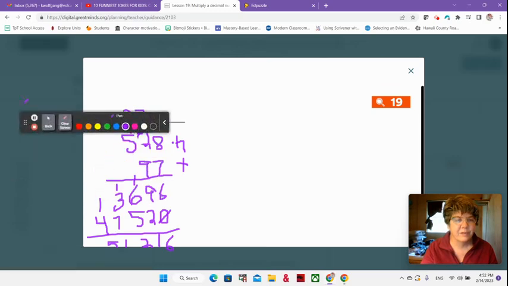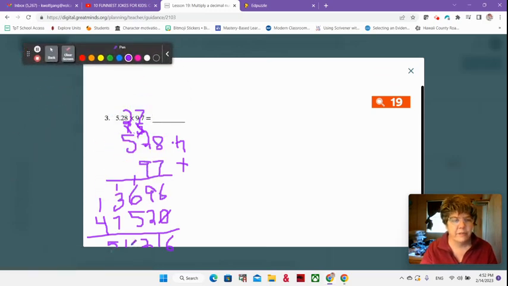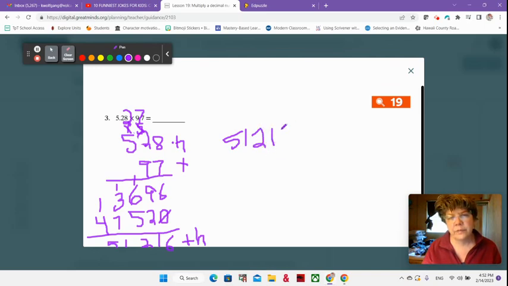51,216. And what is my unit, right? Hundredths times tenths is thousandths. Okay, now we have to write it in standard form. Let's just write the number out. 5, 1, 2, 1, 6. And I know my 6 is in the thousandths place, right? So thousandths, hundredths, tenths, decimal, ones, tens. So 51 and 216 thousandths.